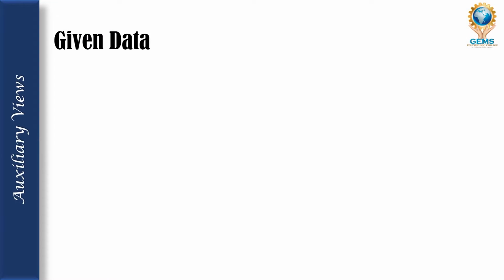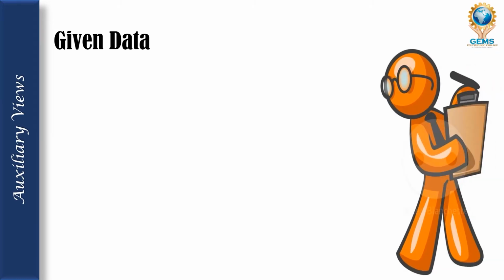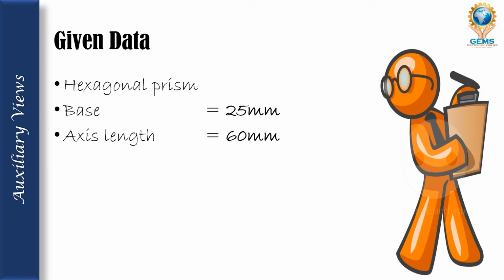What data are given in the problem? If you have the drawing sheet, on the back side of the drawing sheet, write the given data. First, it is a hexagonal prism. Second, the base side is 25 mm. The base means the hexagonal base, and every side is 25 mm in length. Next, the axis length is 60 mm.